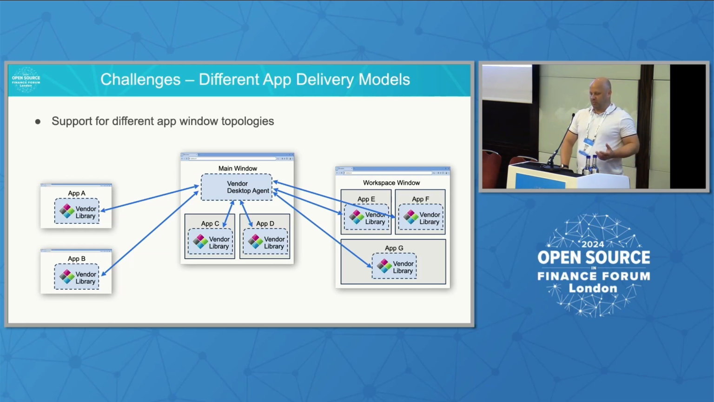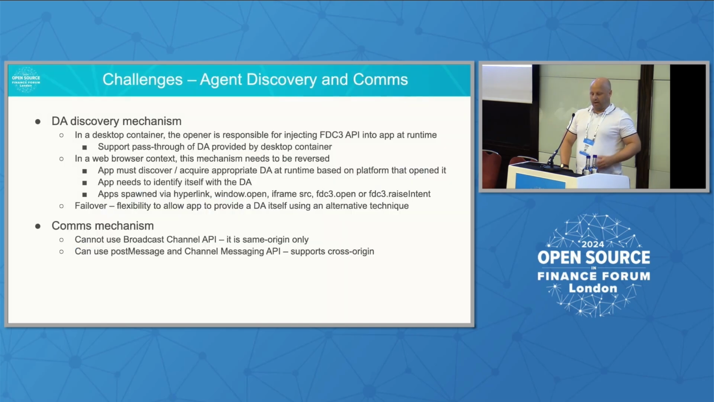This relates to the fact that we wanted to support the concept of container-agnostic apps. Essentially, this means supporting different window topologies. So we can see in the center here, we've got apps C and D that are running in iframes inside a platform's main window. Over on the right, we've got apps E, F, and G running in iframes within a layout manager, within a workspace window that was spawned from that web-based platform main window. And then on the left, we've got apps A and B that are running in full windows in their own right, but also spawned from the main window.